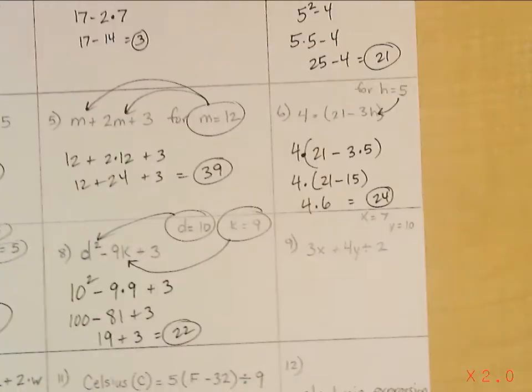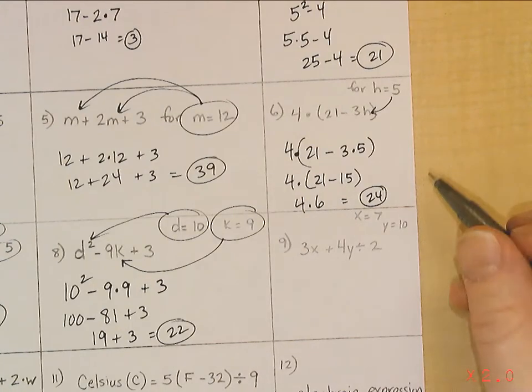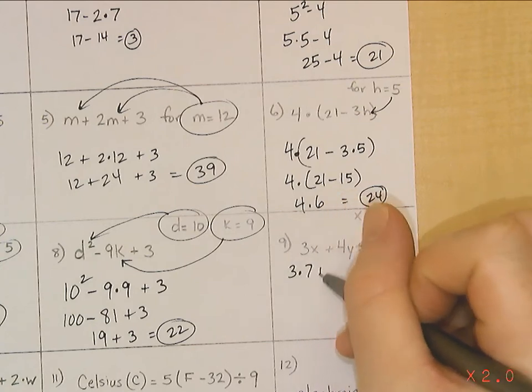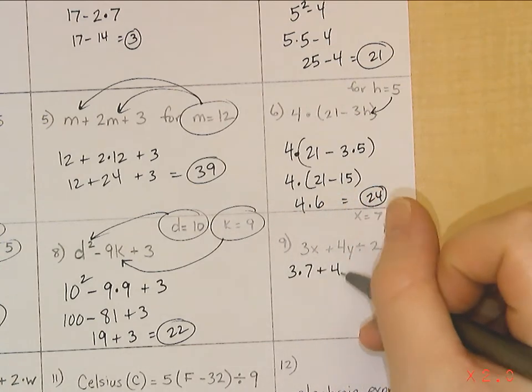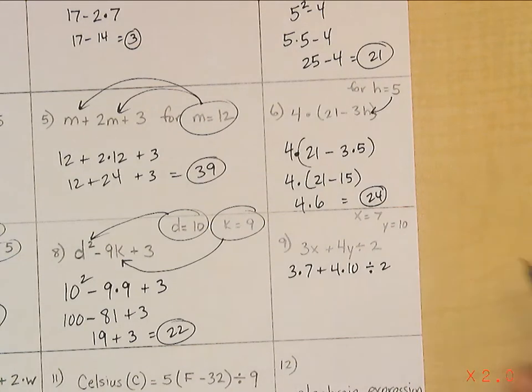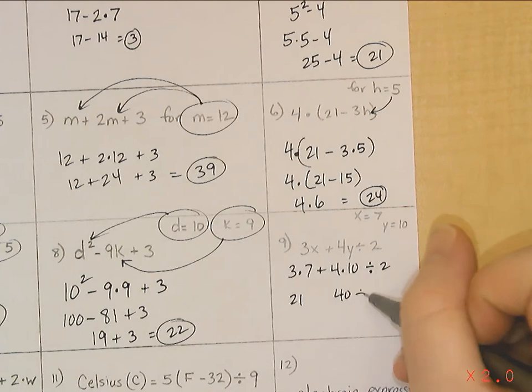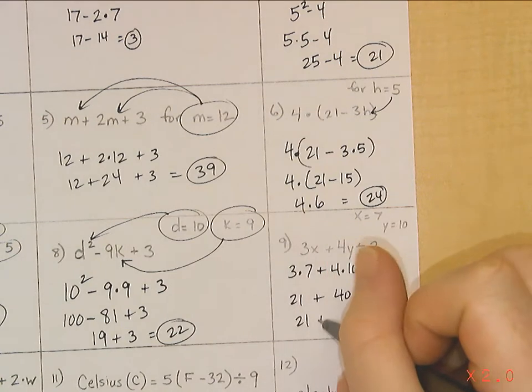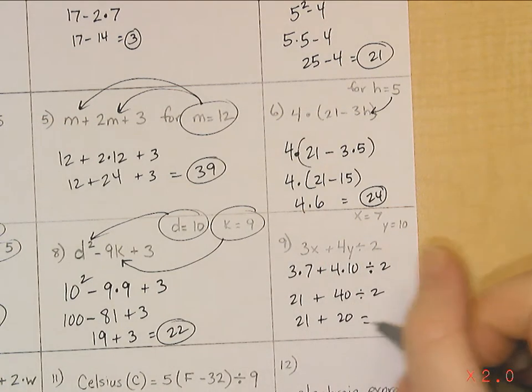Number 9. x is 7, so 3 times 7 plus 4 times 10 divided by 2. So this is 21, 40. We're going to add last. We're going to divide first. 21 plus 20 equals 41.